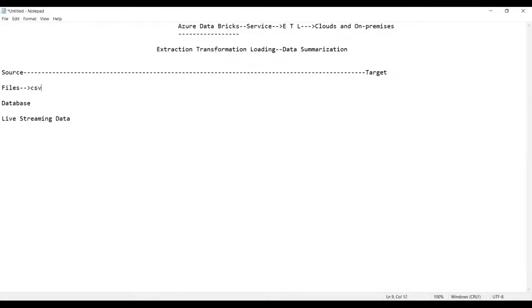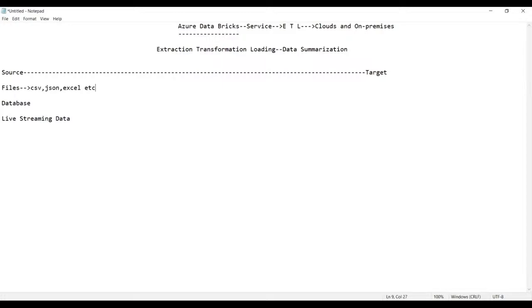Anyways, guys, these files, can you see here, we can have CSV files, JSON files, and then we have Excel files, etc. These are the various types of files you have.